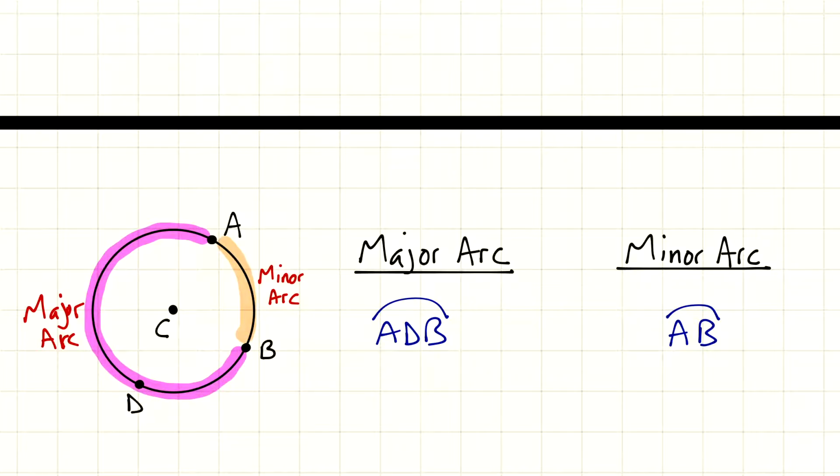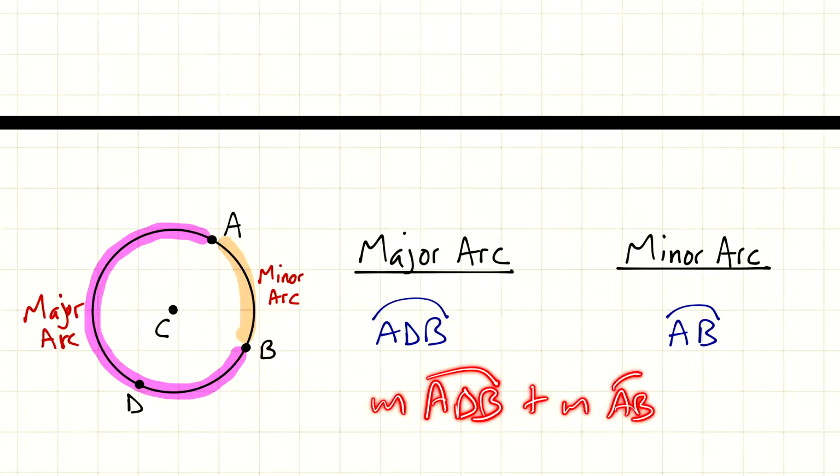All right, so we need to know this terminology: major arc, minor arc. And in this case, you should notice together both arcs complete the full circle. So if I add up the measurement of arc ADB, plus the measurement of arc AB, that's going to equal 360 degrees. It's going to equal a full circle.